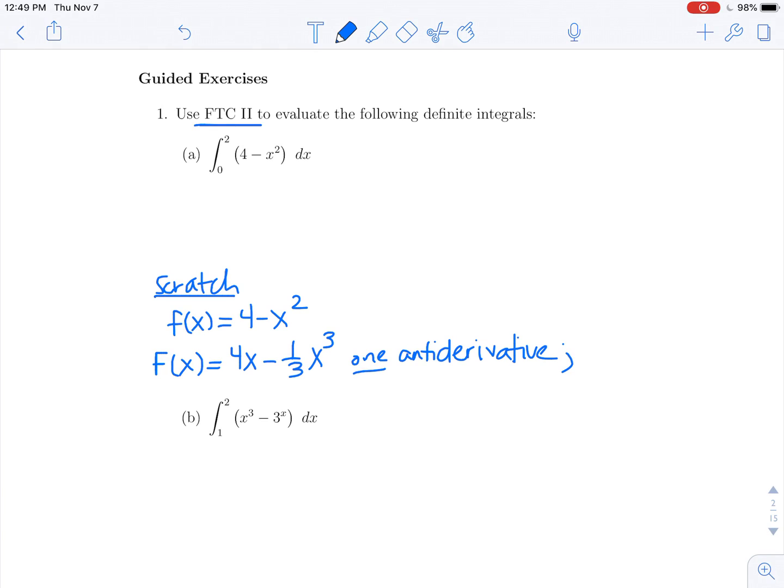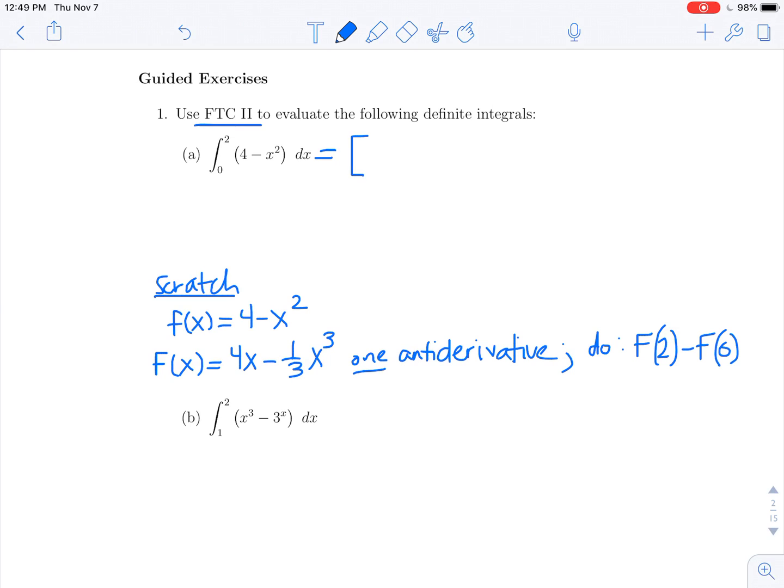And so what the fundamental theorem of calculus part 2 says is, to evaluate this definite integral, we need to do capital F with 2 plugged in, because that's our upper limit of integration, minus capital F with the 0 plugged in. Okay, so now I'm going to show you how we usually record this. Most of the time you won't do this scratch work, in part because it'll just take too long.